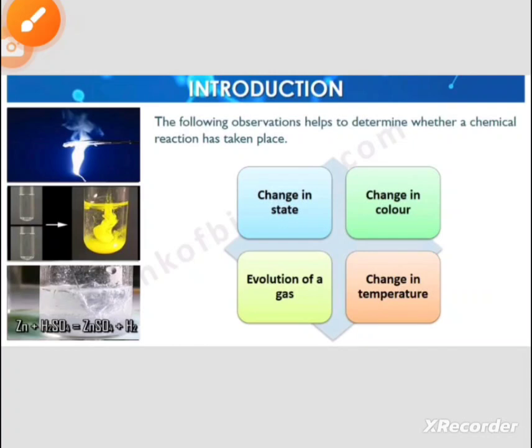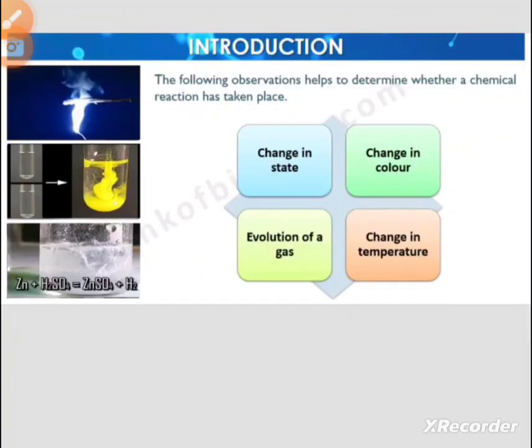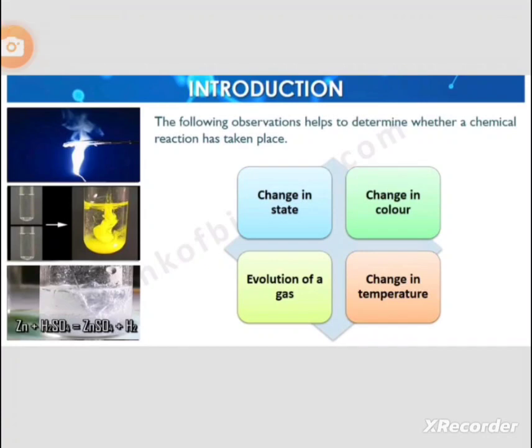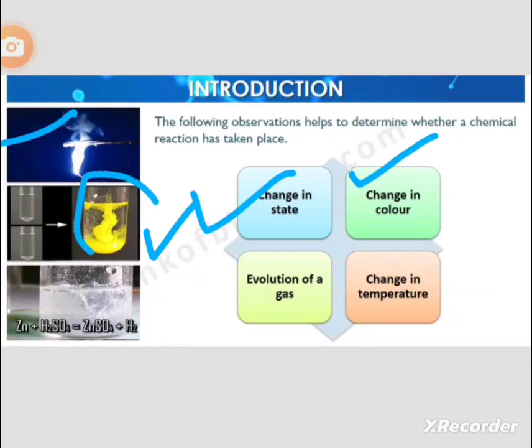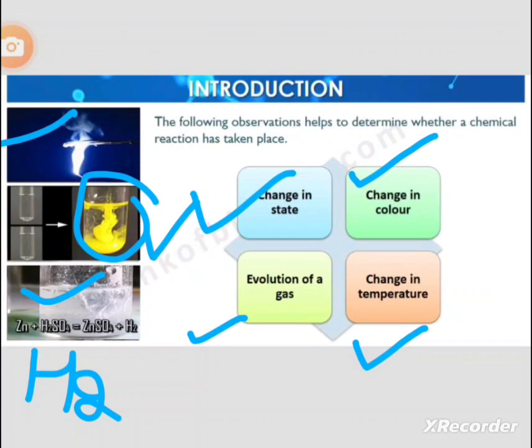Now what have we studied in this video? What kind of changes do we observe during a chemical reaction? There is a change in state, change in color. In the first one we get a solid powder, and in the second one, when two liquids are added, we get solid precipitates. There is a change of color: both are colorless but the final product is colored. Evolution of gas: when this is formed there is a release of hydrogen gas. Change in temperature: it also releases heat, the beaker becomes hot.